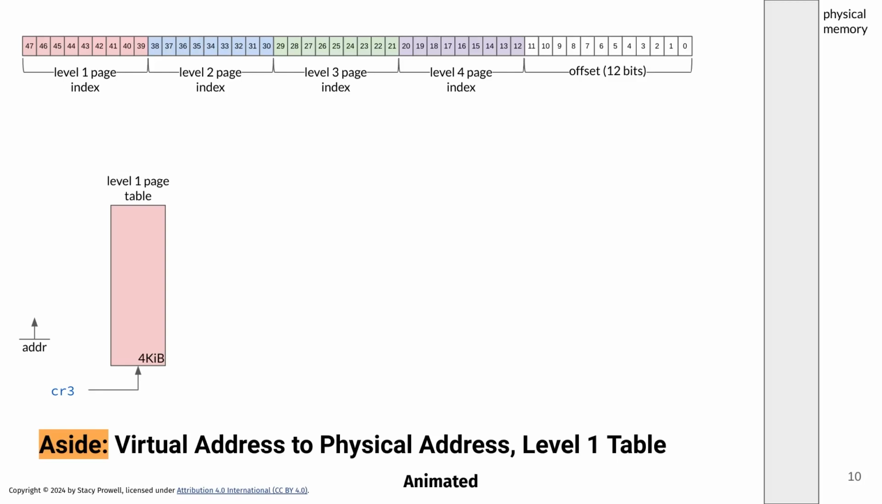CR3 tells me the physical location of the level 1 page table. So that is itself one page. It's 4K. The level 1 page table is 4K. How many addresses can I put in a 4K page table? Well, an address is 8 bytes. It's 64 bits.